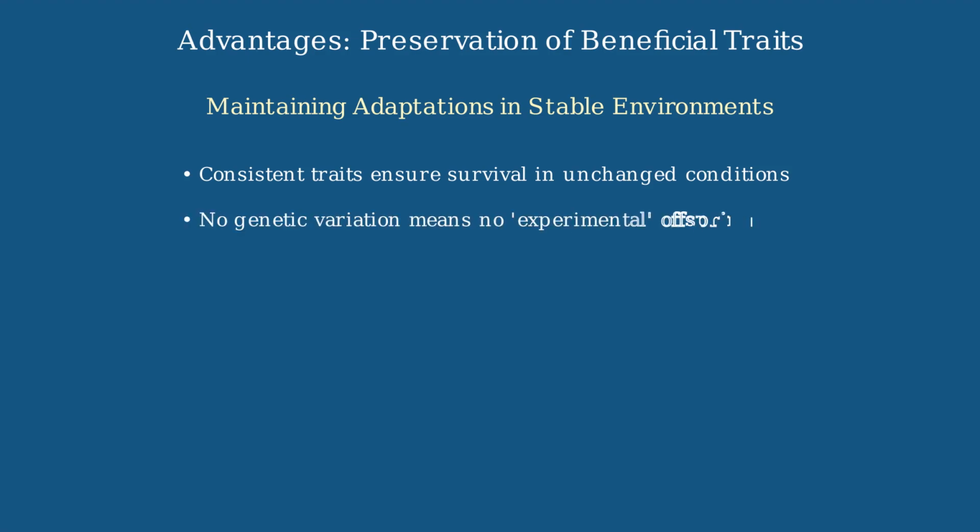Since all offspring are genetically identical, there are no experimental combinations that might be less suited to the environment. Energy can be directed toward growth and reproduction rather than adapting new traits, allowing for rapid population expansion with proven genetic advantages.